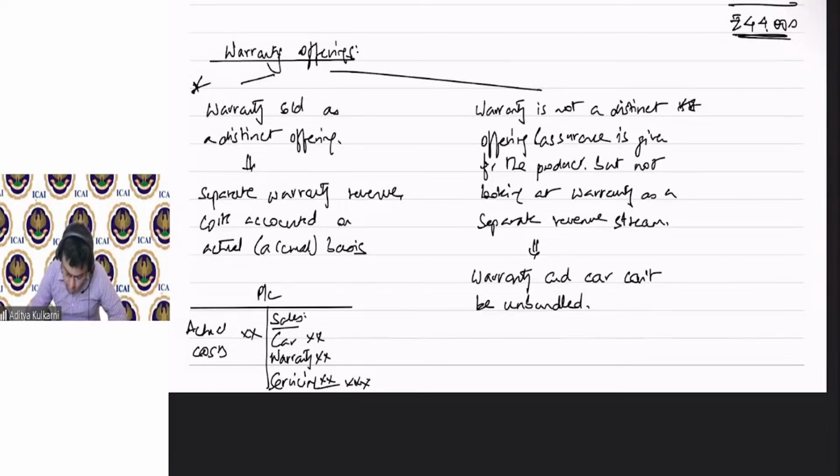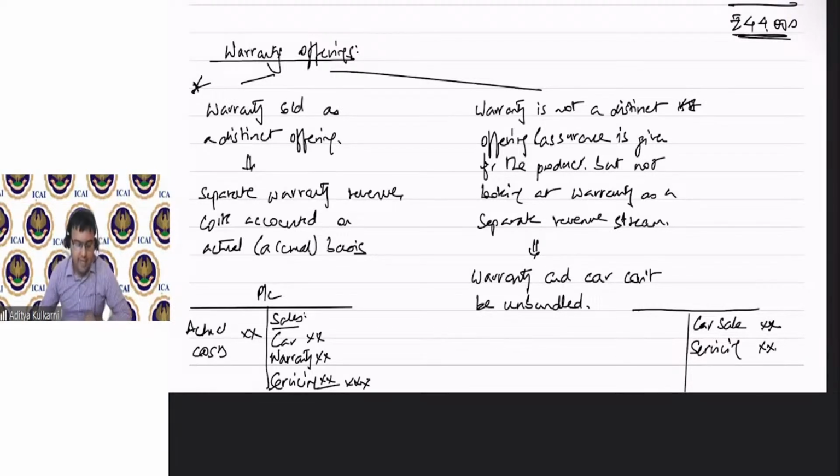And if it is not going to be unbundled, how will my profit and loss look like? My P&L is going to look like this. I will be having car sale, which includes warranty, and I will be having servicing. So therefore, on the debit side, you tell me now, will I have to book a provision for warranty or it is not required?